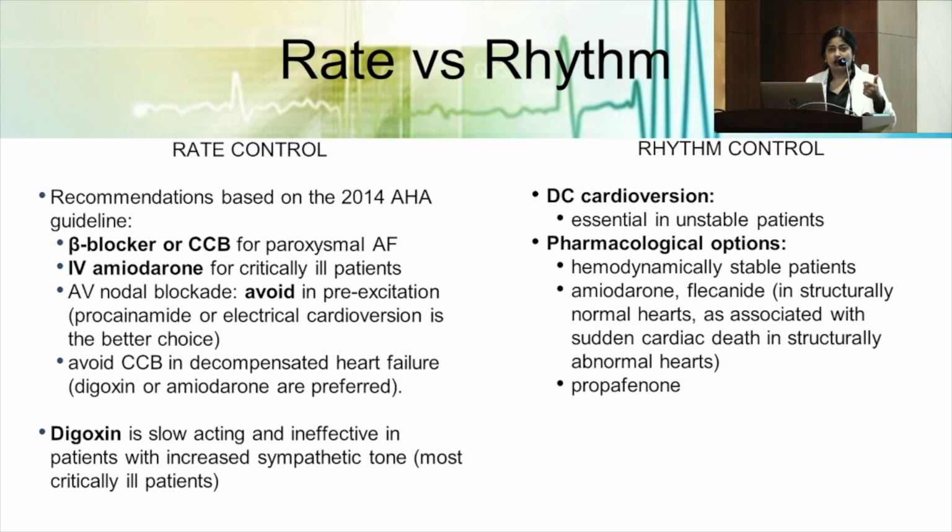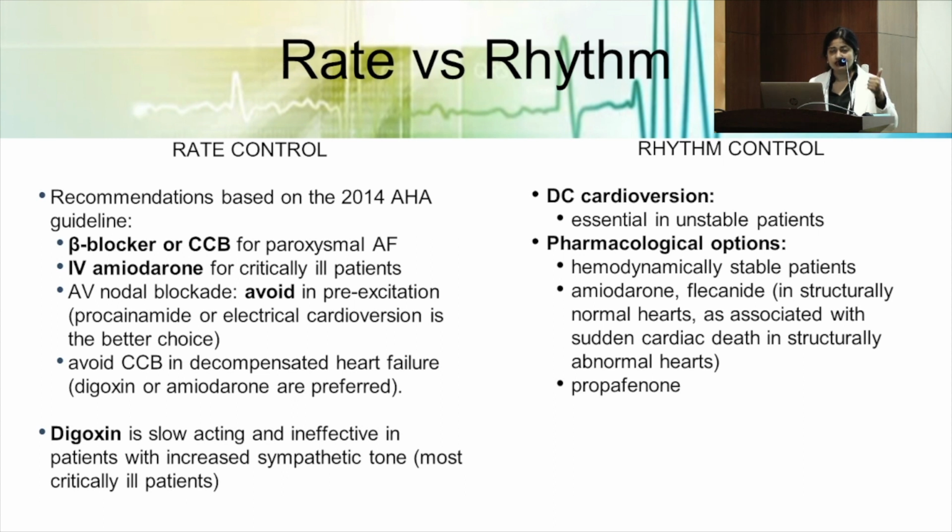How do you control the rate? IV amiodarone in critically ill patients. If your patient is still stable, you can go ahead with beta blockers, calcium channel blockers. And like I said, in pre-excitation or WPW, avoid AV nodal blocking drugs. Digoxin can be considered, but it is not rapidly acting. Your action will be slow with digoxin.